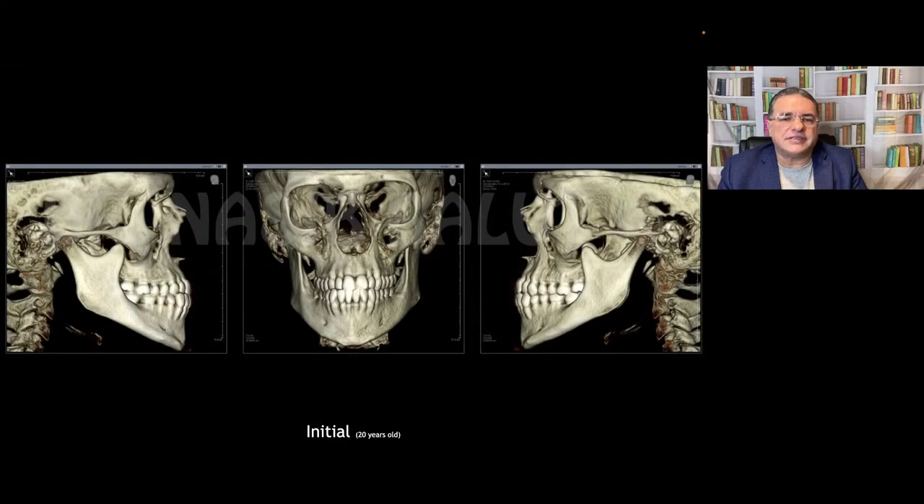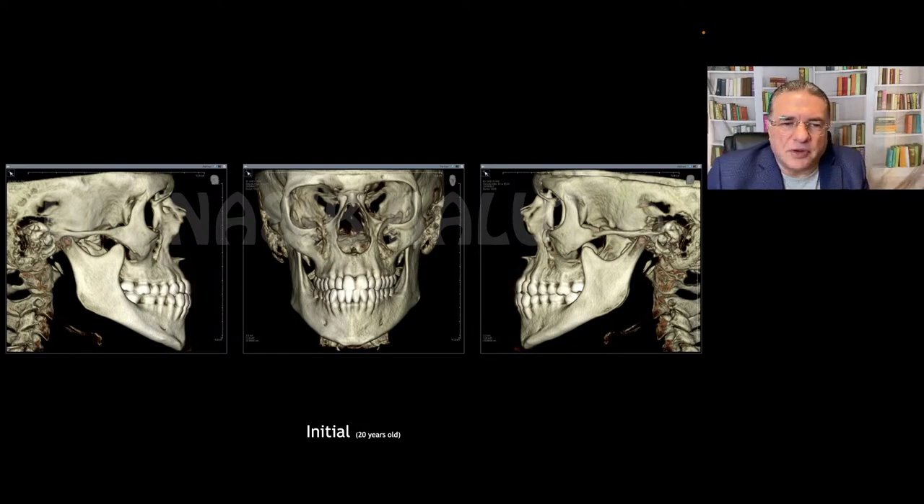Here are her CBCTs. I love to take CBCTs in all my patients. Now I'm not even using the lateral ceph or panoramic X-ray. I take the CBCT. If I need to do some tracings, I can get the lateral ceph from the CBCT. Also, I can get the panoramic view from the CBCT.